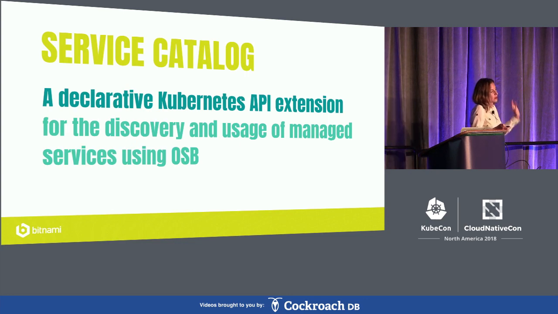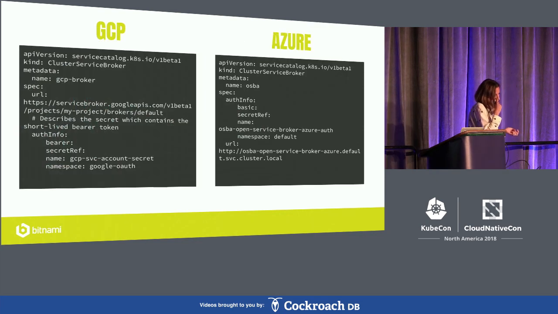One of the important things here is that it's basically a declarative Kubernetes API extension. So you can describe your full application just with some more objects, and Kubernetes will do the right thing. These are a couple of examples, just to see that these objects really look like any other Kubernetes objects. This is the cluster service broker for GCP and Azure.